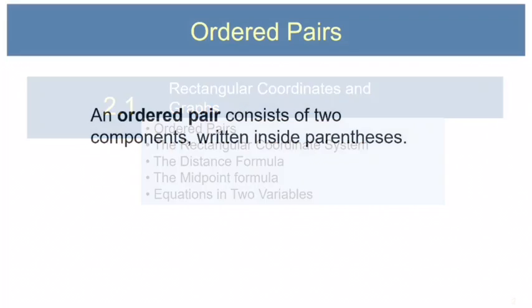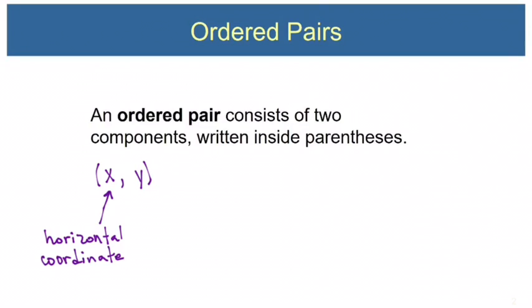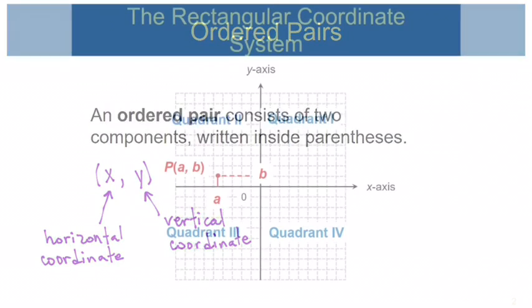Here we go. As you probably already know, an ordered pair consists of two components written inside parentheses. We always have an x and a y. The x comes first, and this is going to tell us the horizontal distance from the origin. And the y comes second, and it's going to tell us the vertical distance from the origin. Of course, a positive x moves us to the right, negative x moves us to the left. Positive y moves us up, negative y moves us down.